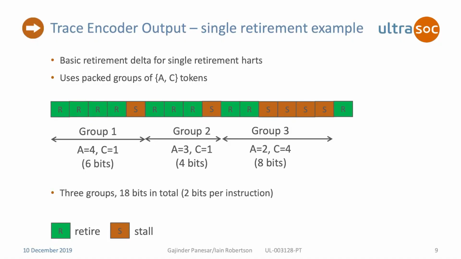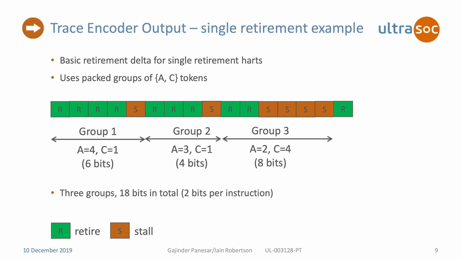Okay, so I think the best way to describe and explain this is to use an example. What I've got here represents 16 clock cycles. With each clock cycle I've marked in green those cycles where an instruction is retired, and in orange the cycles where there's a stall. And so this is, I guess, the basic format. It's for a single retirement CPU using packed groups of AC tokens.